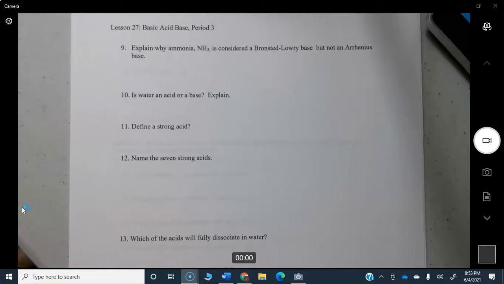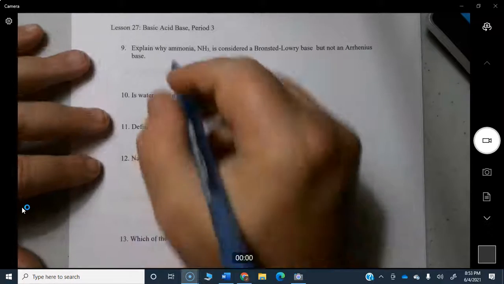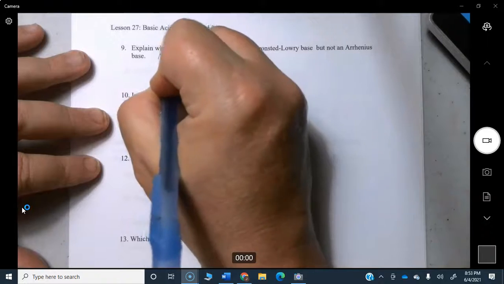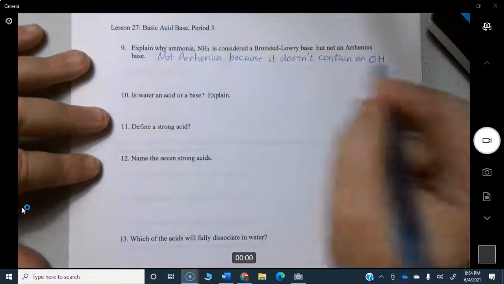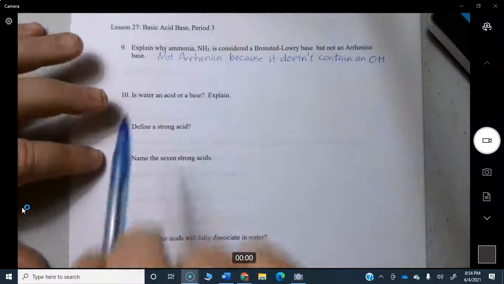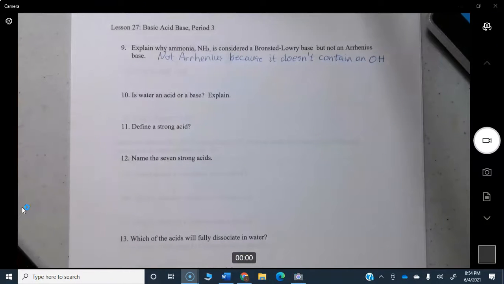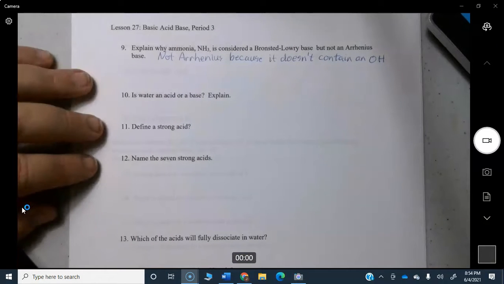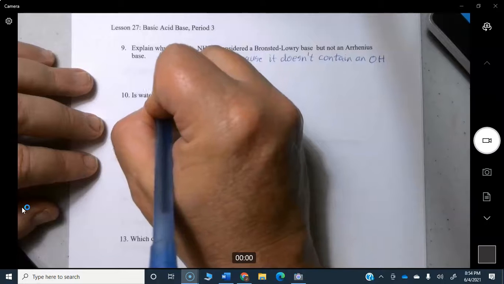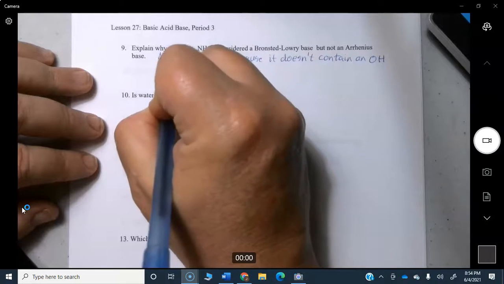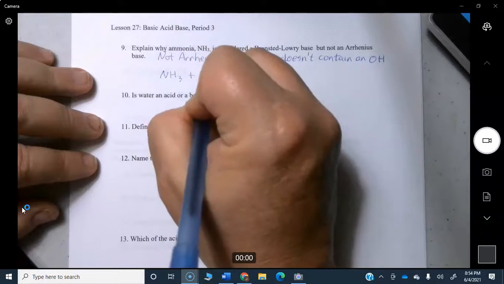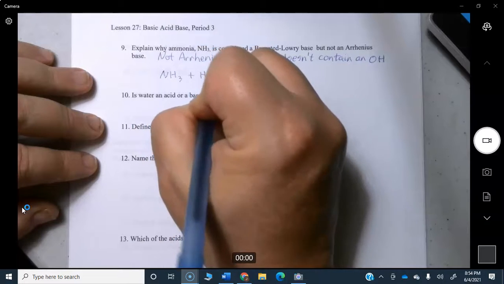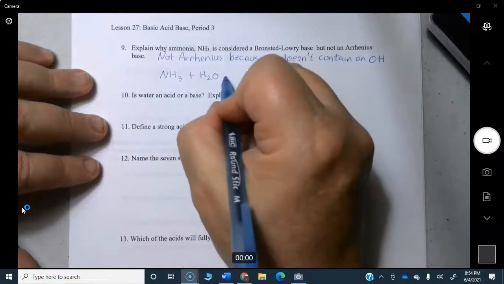Explain why ammonia NH3 is considered a Bronsted-Lowry base but not an Arrhenius base. So it's not Arrhenius, because it doesn't contain an OH. It has to contain an OH to be an Arrhenius base. But it is Bronsted-Lowry because of the reaction we talked about earlier. You take NH3, put it into water. Now it's a weak base, so this won't happen most of the time, but it happens some of the time.